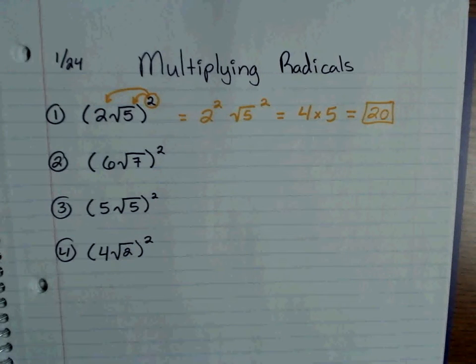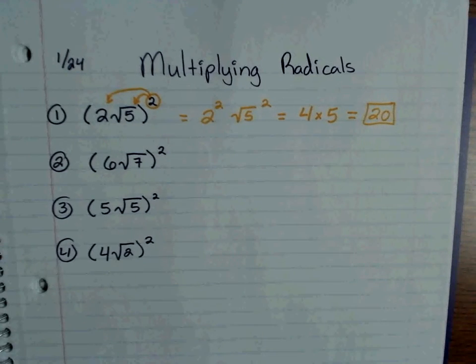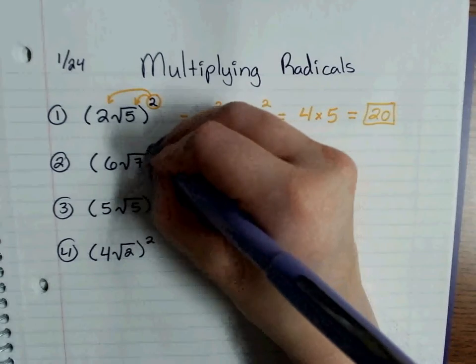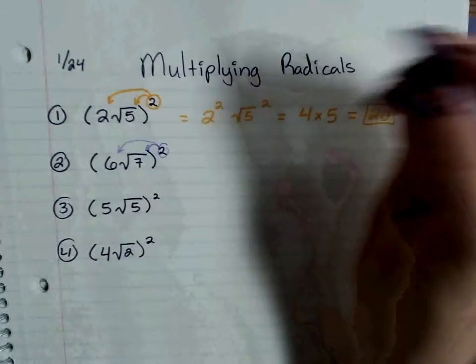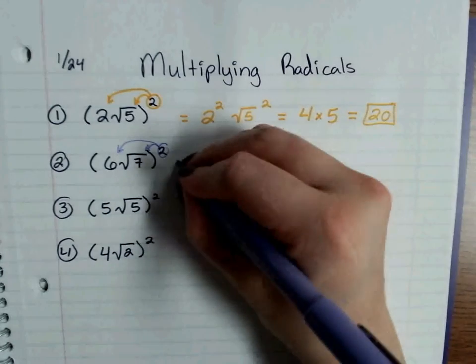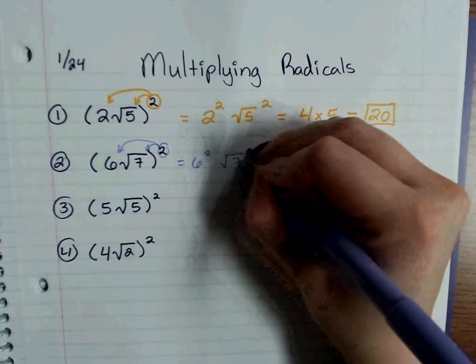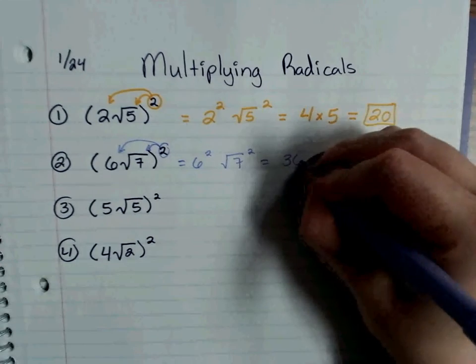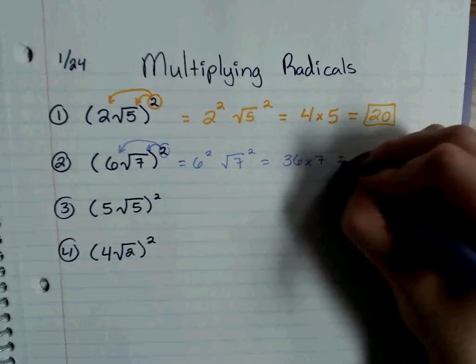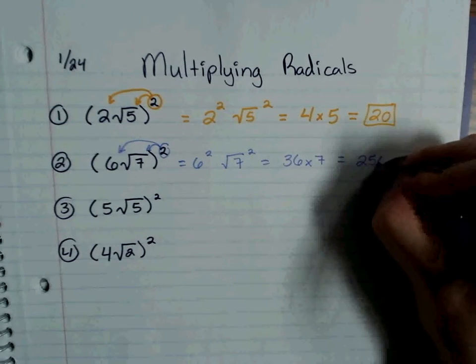All right, who can tell me what they got for their final answer for problem number 2? Elisa? 252, very good. If you were to distribute the exponent of a 2 to each, this would become 6 to the second power, square root of 7 to the second power, which would just become 36 times 7, which would then become 252.